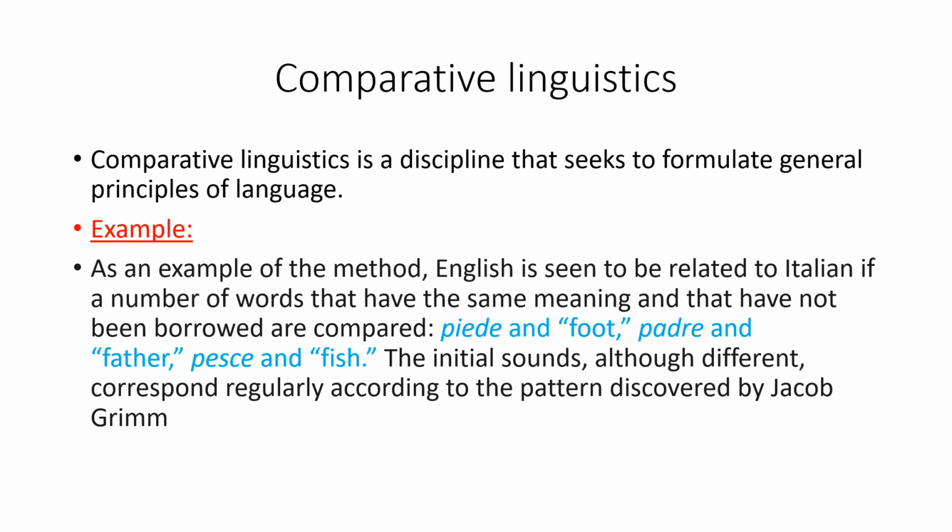Comparative linguistics is a discipline that seeks to formulate general principles of languages. Example: as an example of the method, English is seen to be related to Italian if a number of words that have the same meaning and that have not been borrowed are compared. Piede and foot, padre and father, pesce and fish. The initial sounds, although different, correspond regularly according to the pattern discovered by Jacob Grimm.